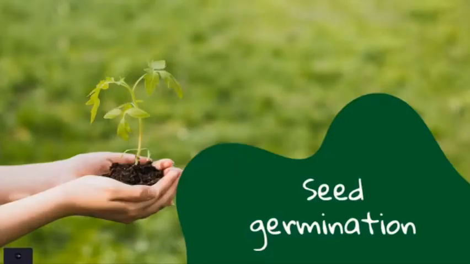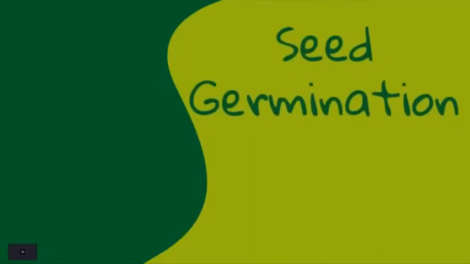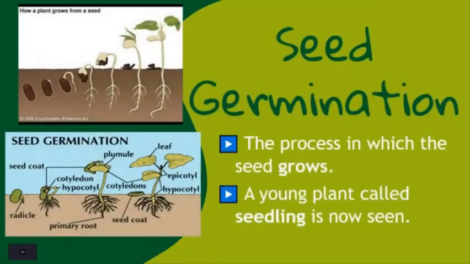Now let's learn about seed germination. Seed germination. This is the process in which the seed grows from a seed to a baby plant. A young plant is called a seedling, is now seen. Seedling.